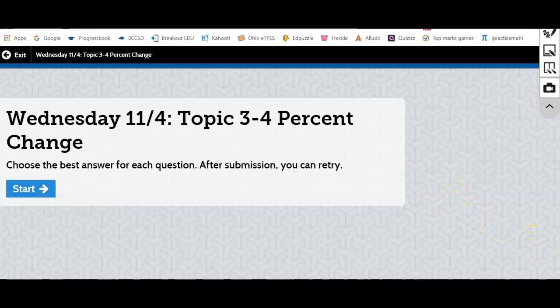Good morning, everybody. We are Wednesday, November 4th, and we are looking at percent change today. Percent change. It should be an easier topic, not as much going on. However, we got to put this on top of what we've already been talking about.